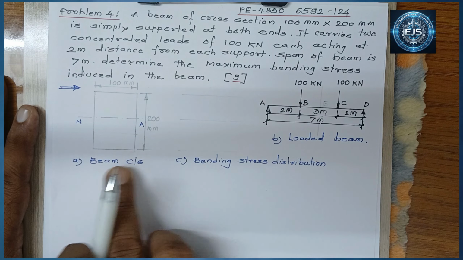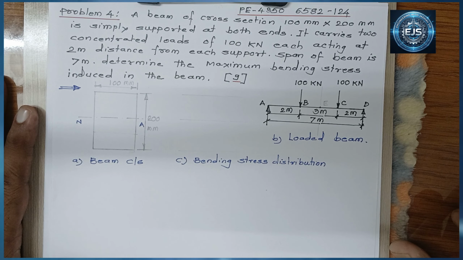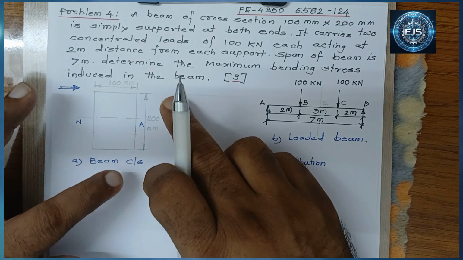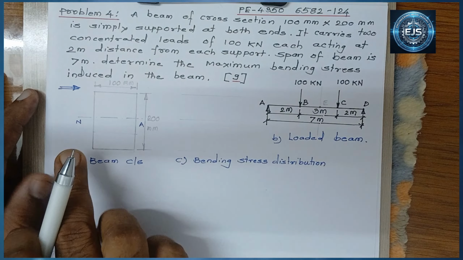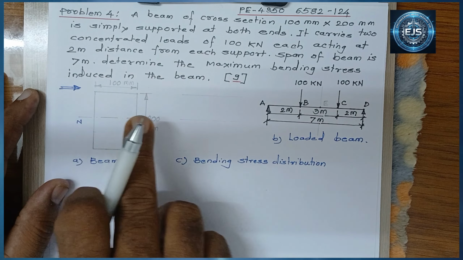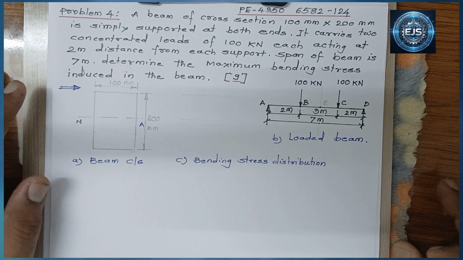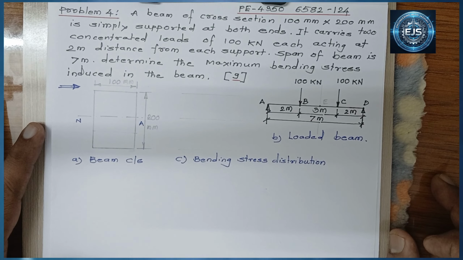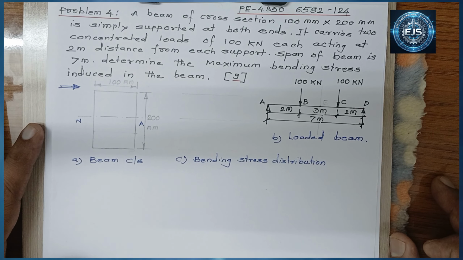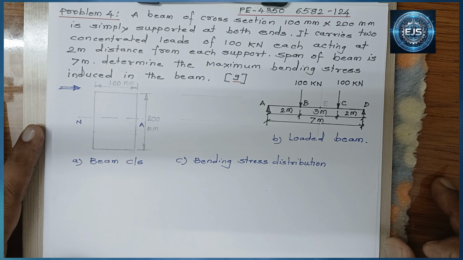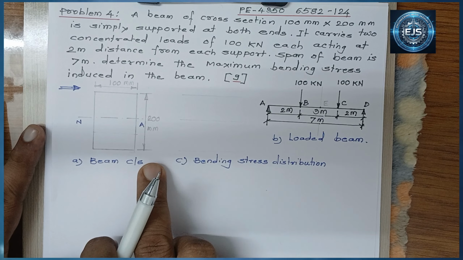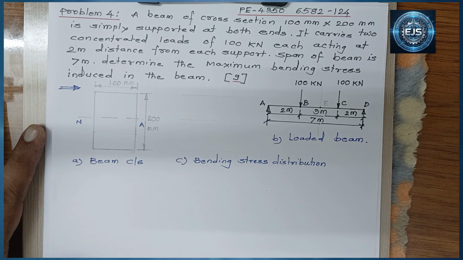In this problem the beam's cross section is rectangular, with a width of 100 mm and a depth of 200 mm. So the cross section is simple, that is rectangular. So the neutral axis lies at half of the depth of this beam, that is 100 mm from the bottom and 100 mm from the top. So we can find out the neutral axis position by observation.